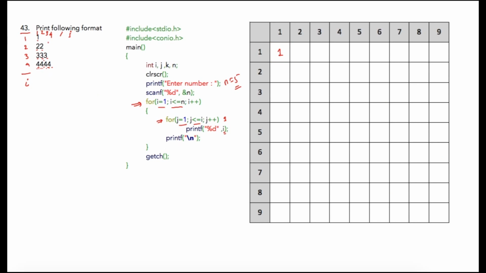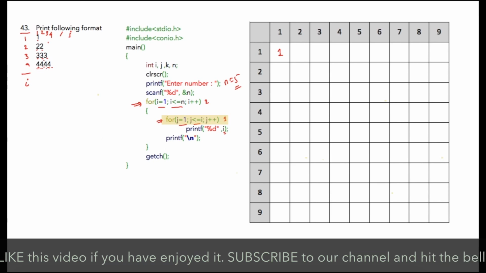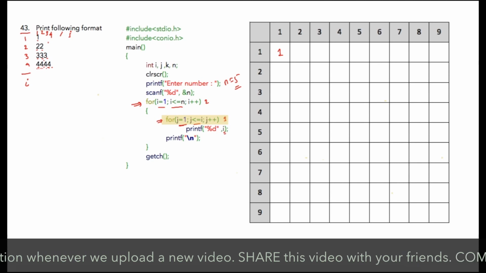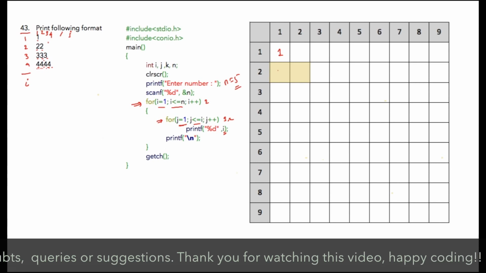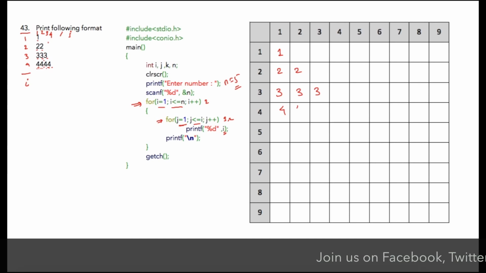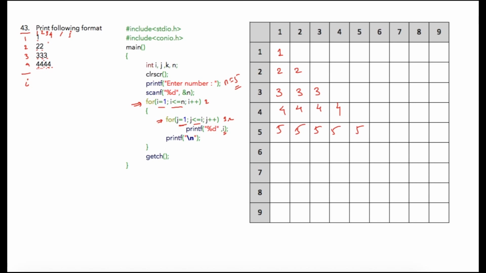Then in the second iteration, i will be incremented to 2. Then the condition will be checked as j, which is again initialized to 1, less than or equal to 2. So this loop will be executed 2 times. So the value of i will be printed twice, which is 2. Similarly, this process will go on and the third row will be printed, then the fourth row, and finally the fifth row will be printed. Then the value of i will be incremented to 6 and this for loop will get completed and the execution of your program will be completed.